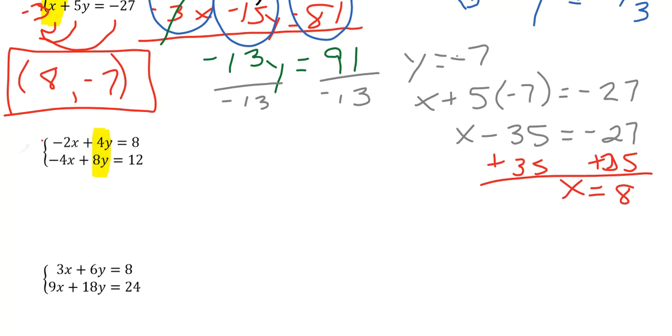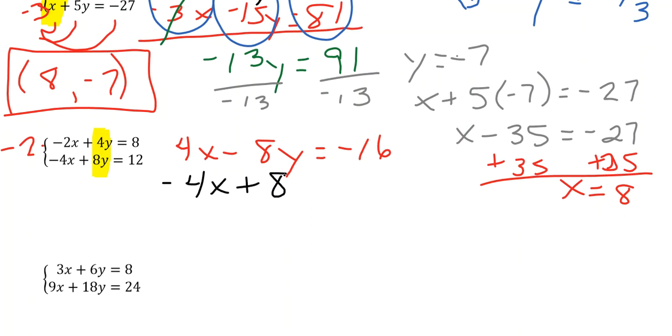That looks really bad, so let's try that again. So -2, we're going to multiply by. So my top is going to become 4x minus 8y equals -16. My bottom is still, because I haven't done anything to it, -4x plus 8y equals 12.